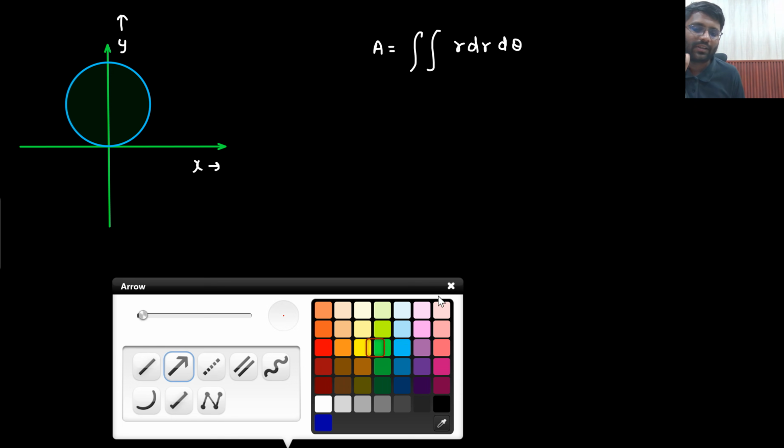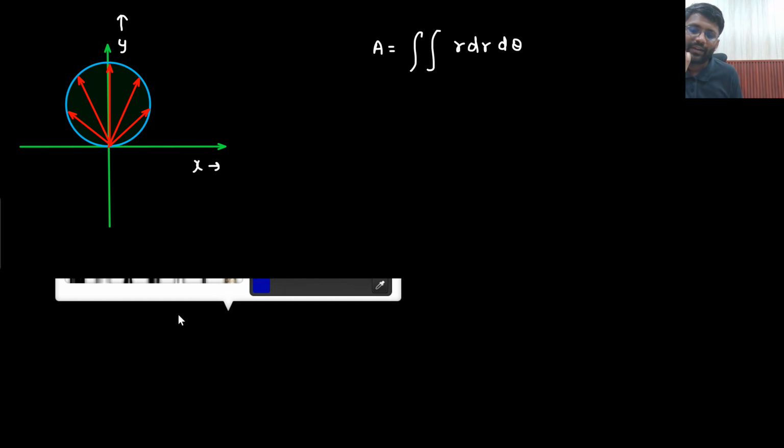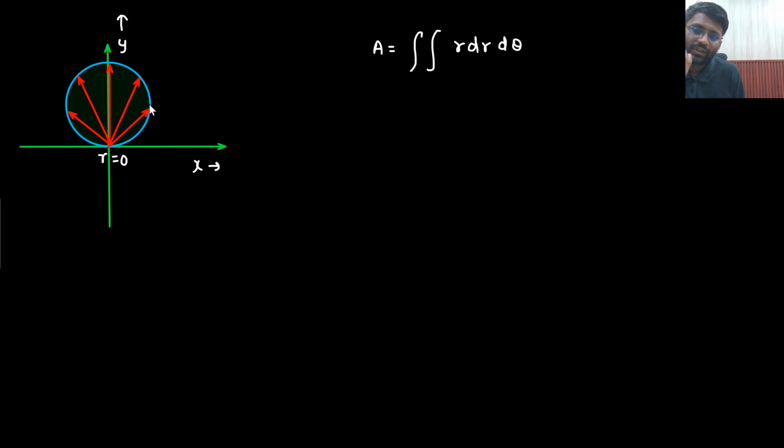What are we supposed to calculate? We are supposed to calculate the area, r dr d theta. From where to where is r going? Sir, r is the radial distance from the origin. So r is going from r equals 0 till the end of the circle.